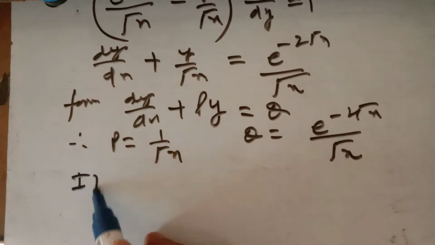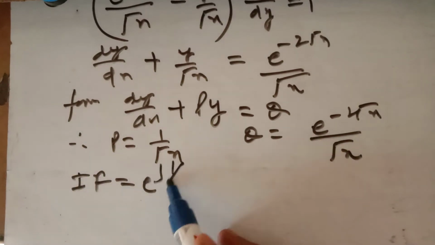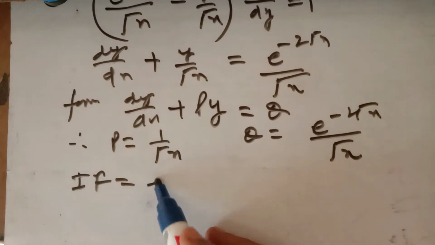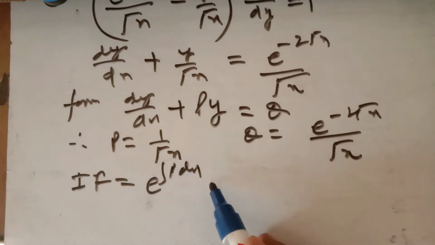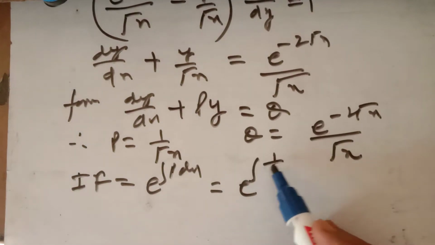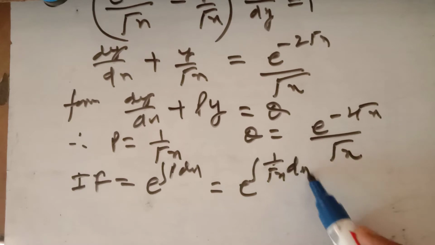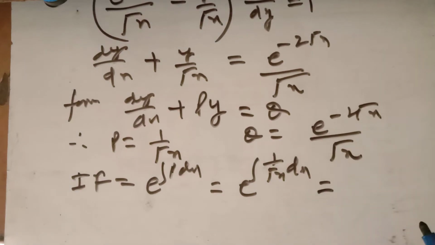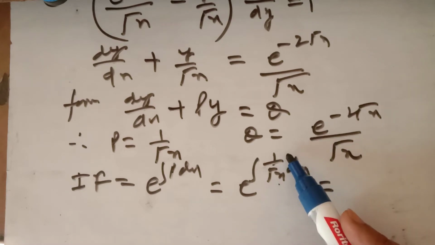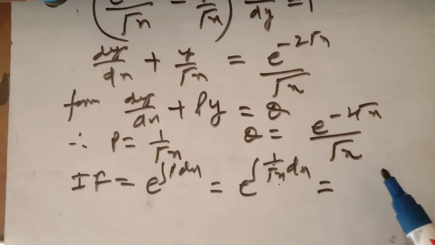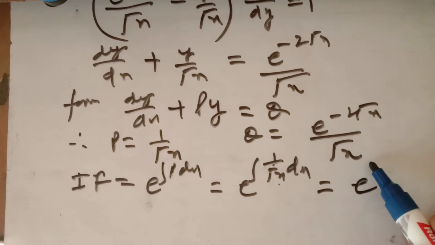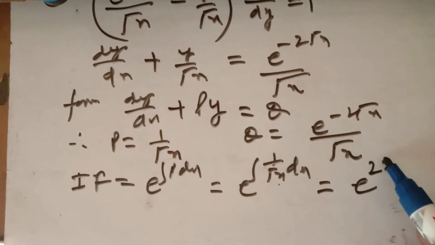Now you know that the integrating factor is e to the power integral of p with respect to x. So it will be e to the power integral of 1 upon root x with respect to x. Now you can integrate 1 upon root x, taking root x to the numerator, that is x to the power minus half, and when you integrate it, you will get 2 root x. Integration of 1 upon root x is 2 root x.